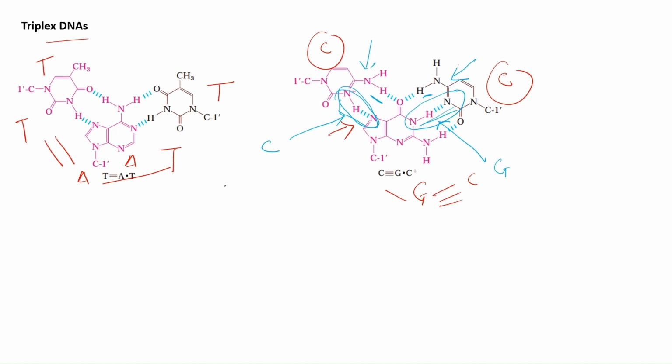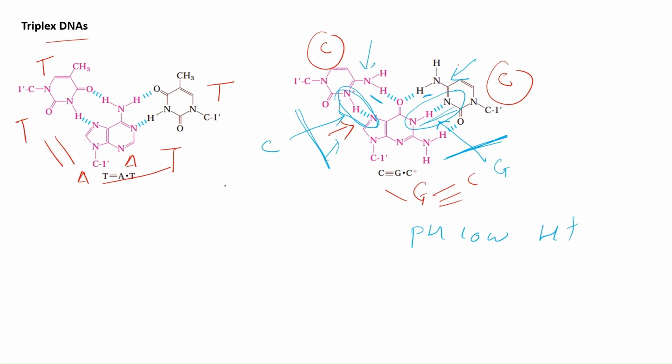So this is not the normal pairing. This GC pair is the normal pairing, which is known as Watson-Crick pairing. But this is not the normal pairing. This is known as Hoogsteen pairing. And this happens when the pH is low. When the pH is low, it means H plus is more. When H plus is more, there is more chance of getting protonated.